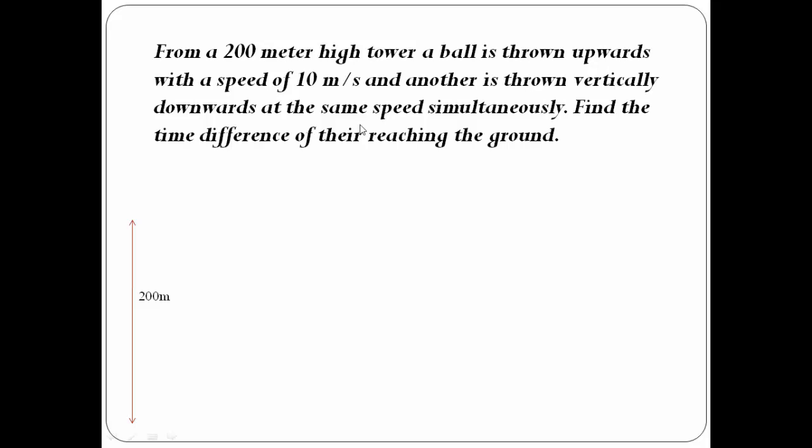From a 200 meter high tower, a ball is thrown upwards with a speed of 10 meter per second, and another is thrown vertically downwards at the same speed simultaneously. Find the time difference of their reaching the ground. So assume our 200 meter high tower. From there we throw the balls. One is thrown vertically upwards, another one is thrown vertically downward with the same speed. So their motion paths will be like this.